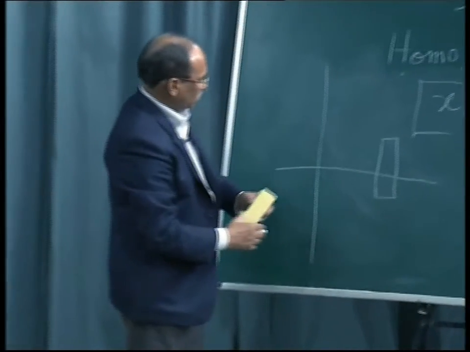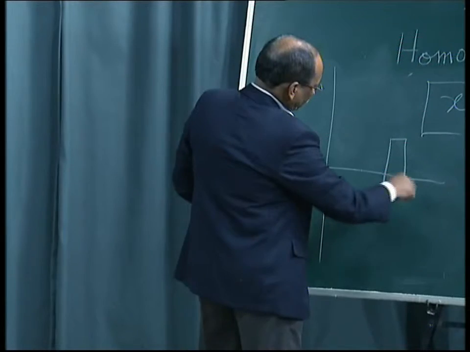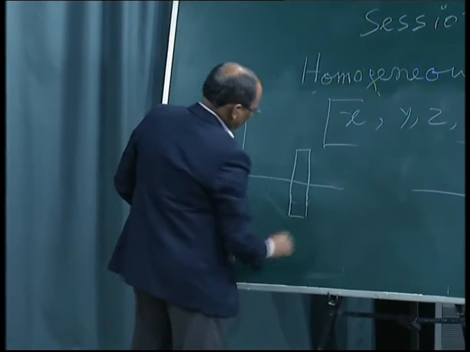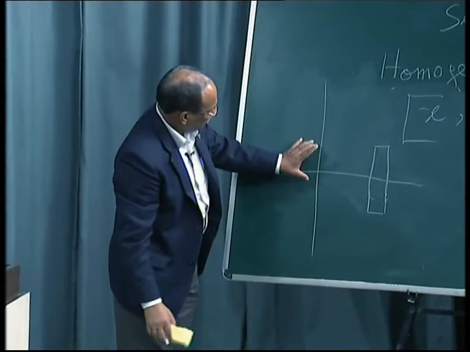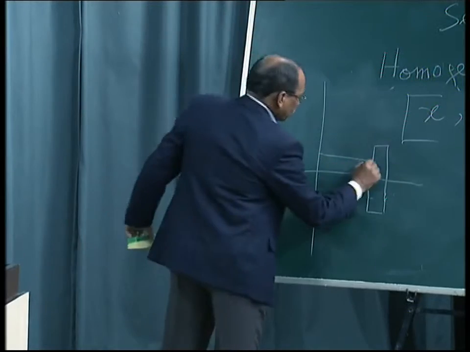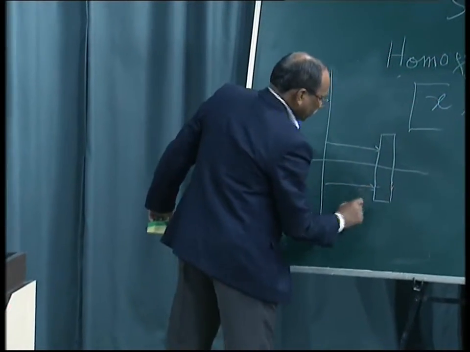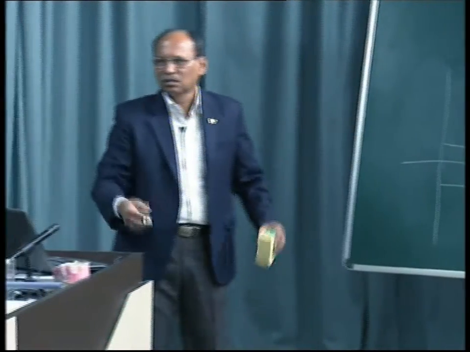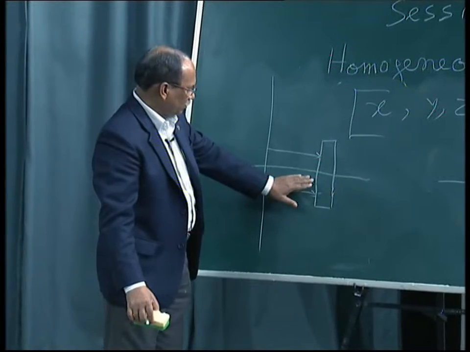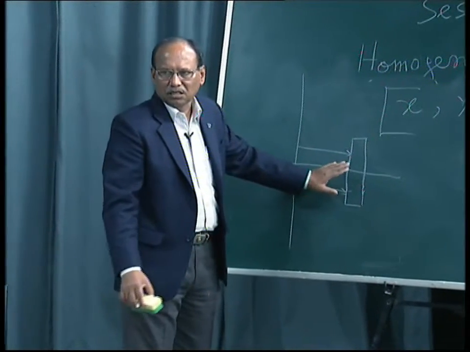Suppose I am rotating this here. So the distance from this line to this object remains the same in every rotation, no? Whether we rotate it. Clear? So I need not bother about changing this x, I can restrict that.